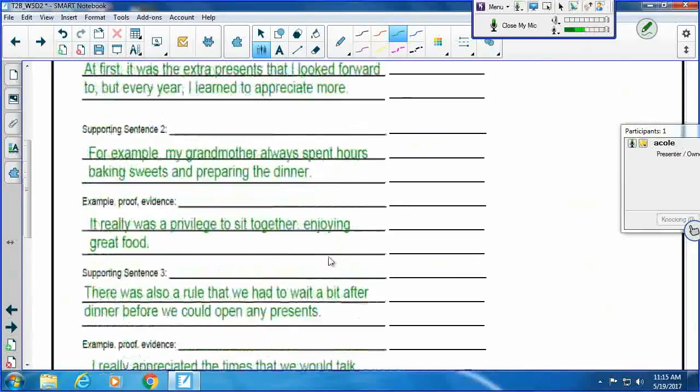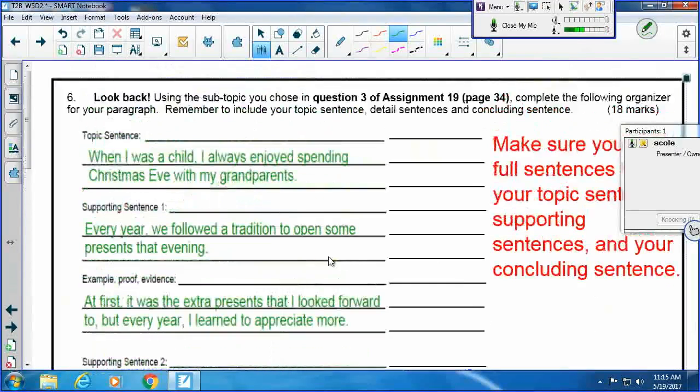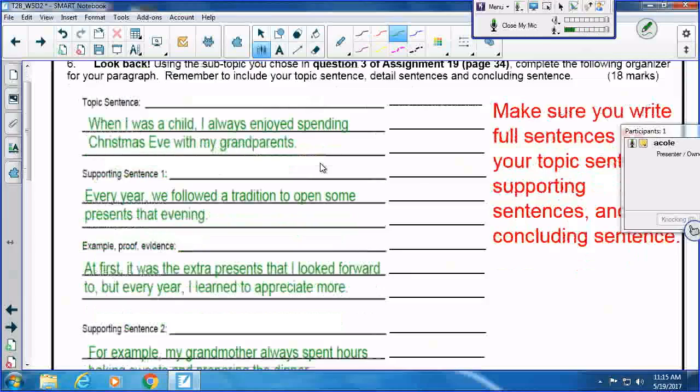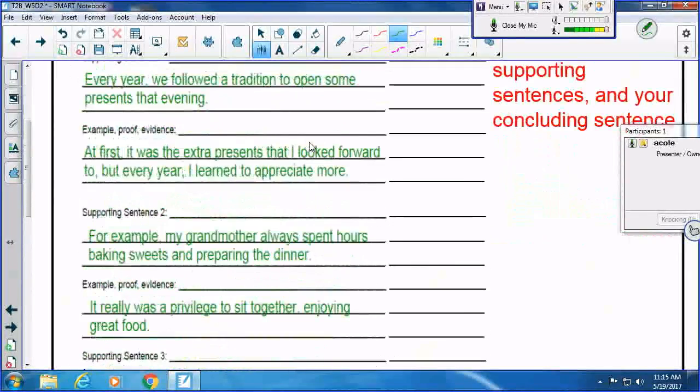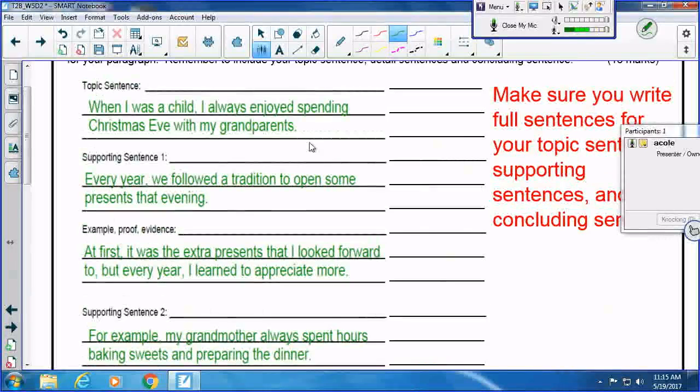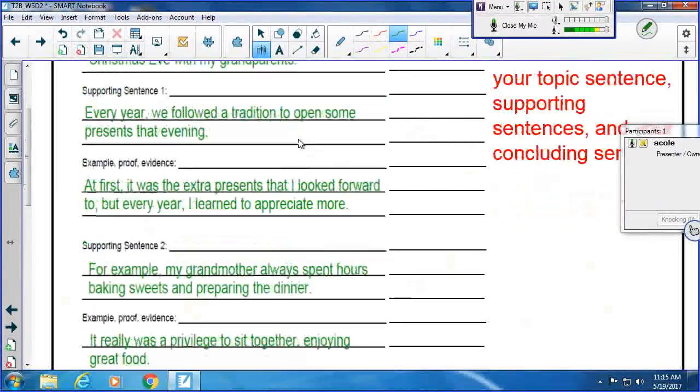And I use the word memories to basically remind people that that's just about what I always enjoyed doing, right? So I have happy memories of family. That reminds people, oh yeah, that's right. The paragraph was about how she spent Christmas Eve with her grandparents.